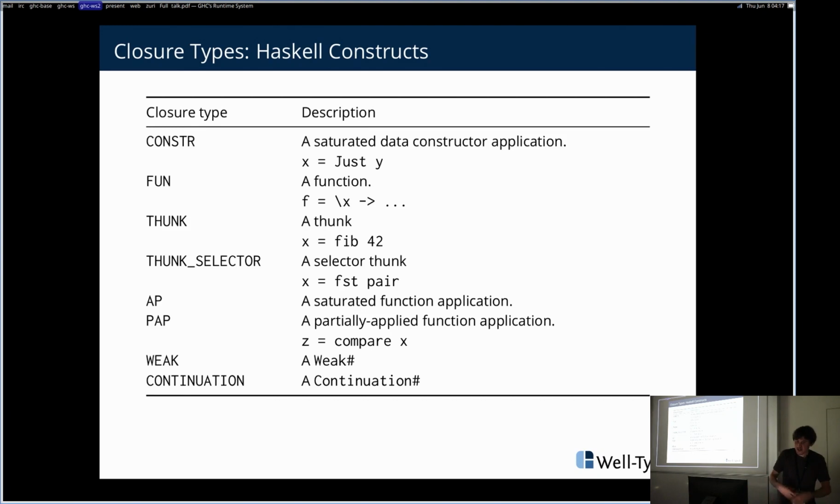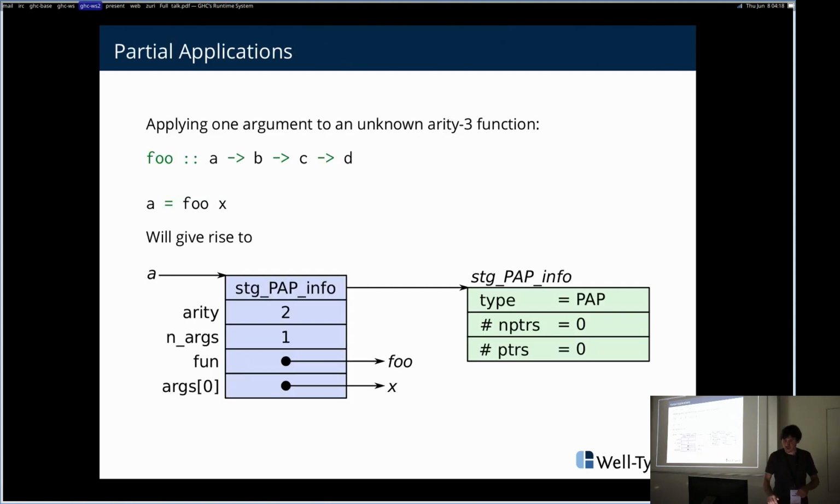But the point is here that in addition to having... Sorry, can you return to the previous slide? Of course. So here I see that the PAP closure has 0 pointers, although the heap object has 2. Yes. That's right.